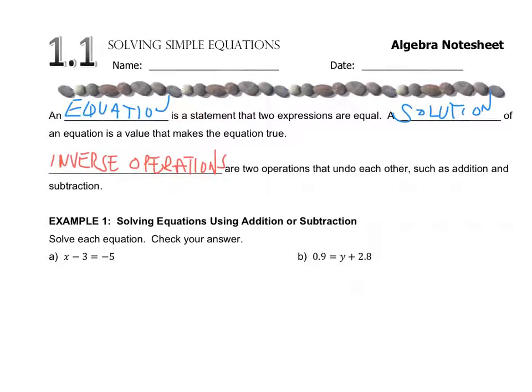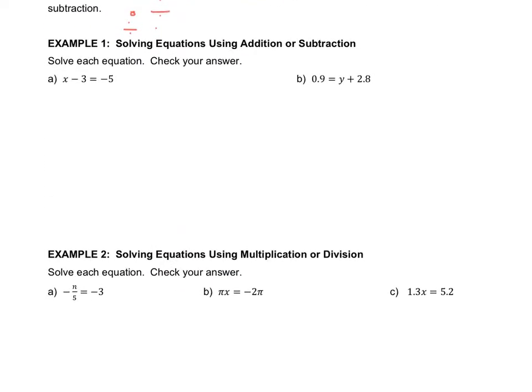Inverse operations are two operations that undo each other. Addition undoes subtraction, subtraction undoes addition. Hopefully we are good with multiplication undoes division, division undoes multiplication. You also know that the square and square root are inverse operations as well. So let's just go through a few examples here just to make sure that we are okay with it and we are ready to go.